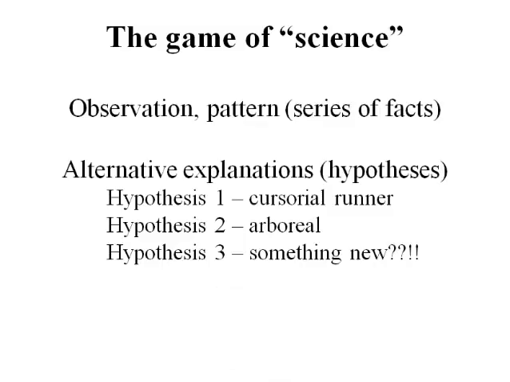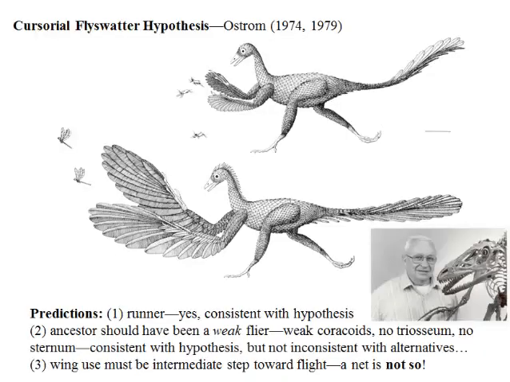Well, in the game of science, sure enough, somebody comes along with an alternative explanation. But generally, they've always stayed in these two camps. It's going to be one or the other, a ground dweller, runner, or a tree dweller. And along comes John Ostrom. This is the same guy that suggested birds evolved from dinosaurs, right? He comes up with the cursorial fly swatter hypothesis. And here, birds are thought to use their weakly developed wings not for powered flight, but for slapping insects in front of them, right? They're insect nets. So he predicts, oh, they should be runners. Yeah, everything's consistent with that. They should have been a weak flyer. Yeah, everything's consistent with that. But what isn't?